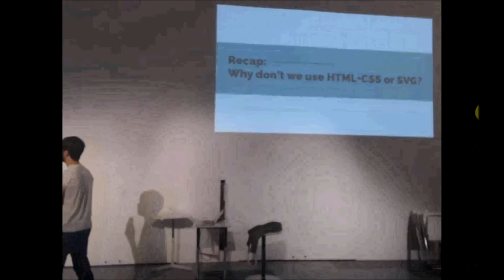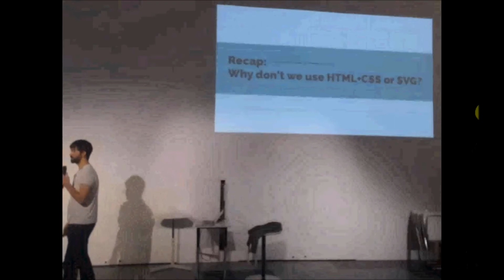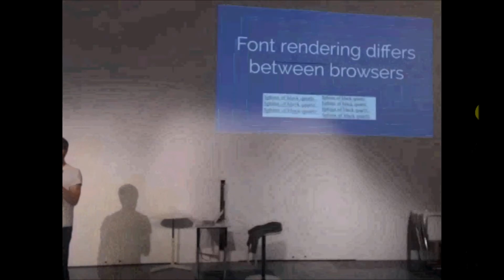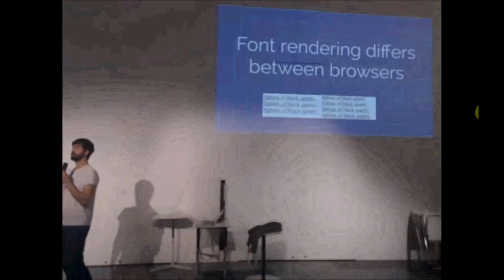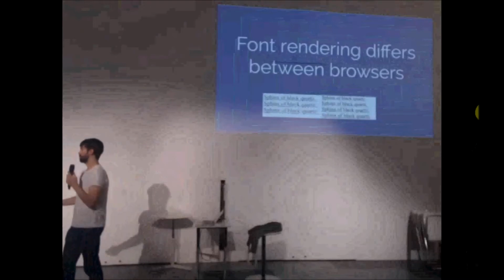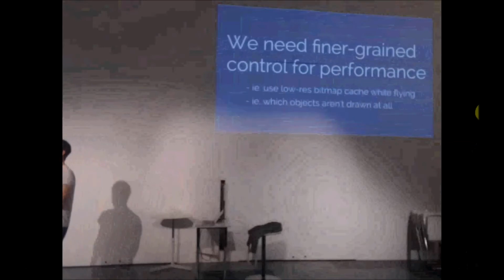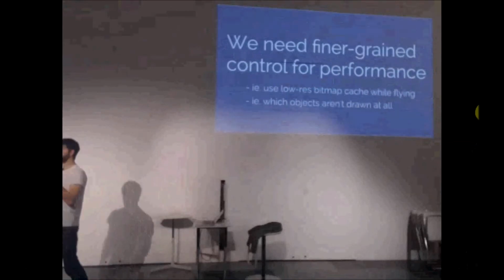So, just to recap, why didn't we use HTML and CSS or SVG to render Prezis in JavaScript? Well, the reason is because the font rendering differs between browsers. So, we can't rely on HTML to render our text. It will look different and it will mess up people's presentations. And we need finer grained control for performance.